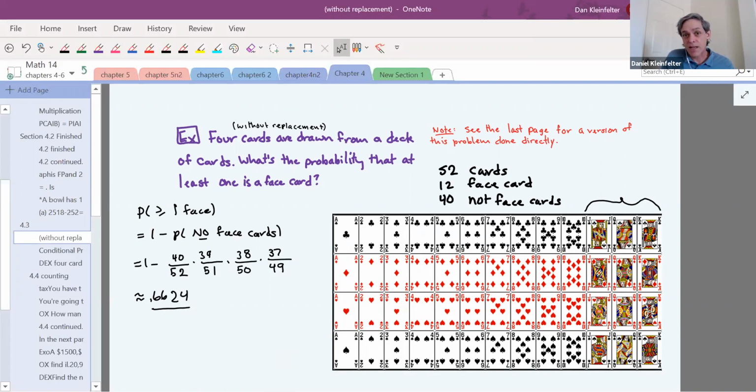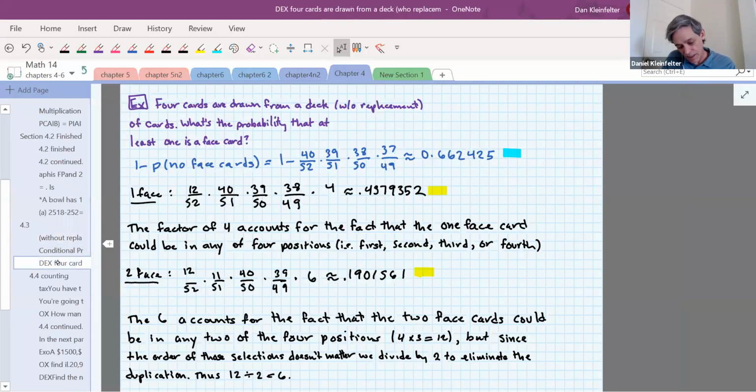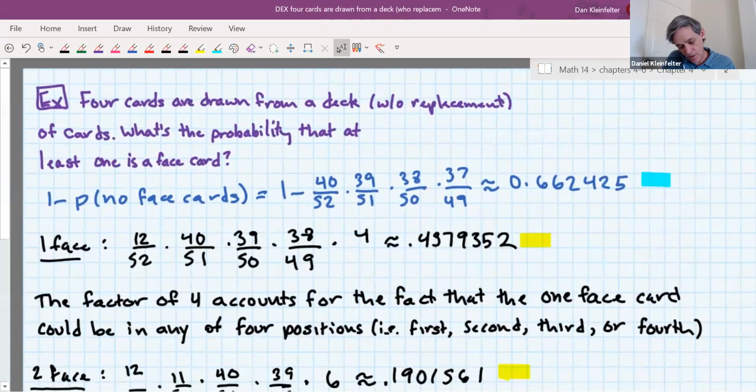So there's a couple of possibilities there, and they're all mutually exclusive, right? You can't have simultaneously one and two face cards exactly, right? So those are mutually exclusive, so we need to figure out those four probabilities and add them up. So let's see how it looks if you do it directly. Okay, so same problem, just done directly. So let's go through step by step.